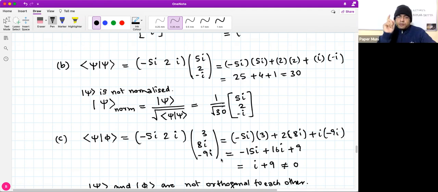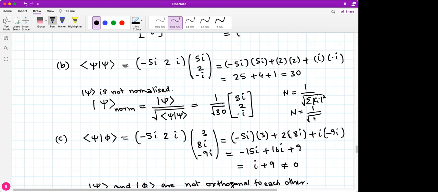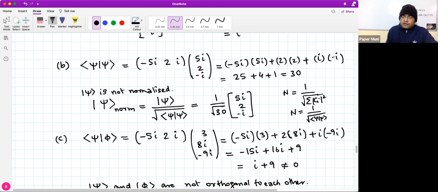No. The product is giving you 30. There's not a single psi here. If you remember the normalization lecture which we did, we were always dividing by the root of this value, not the normalization constant. The normalization constant was always 1 by the root of the summation of ci mod square, the value of this inner product of psi with psi. This is always the case. We have already discussed this part.